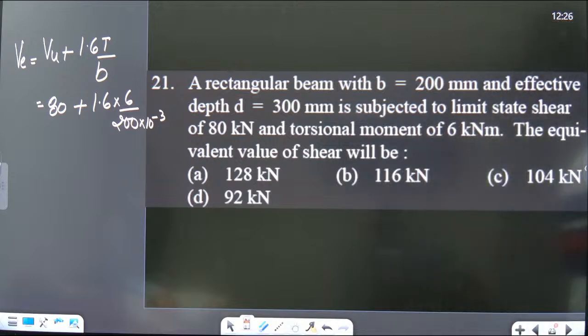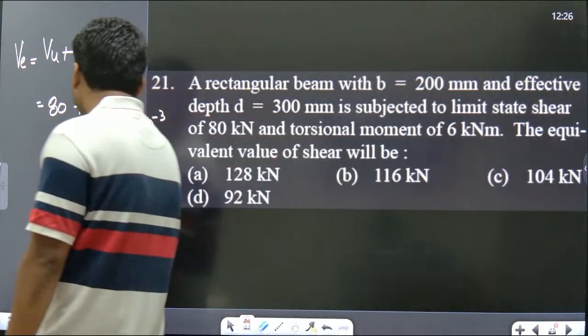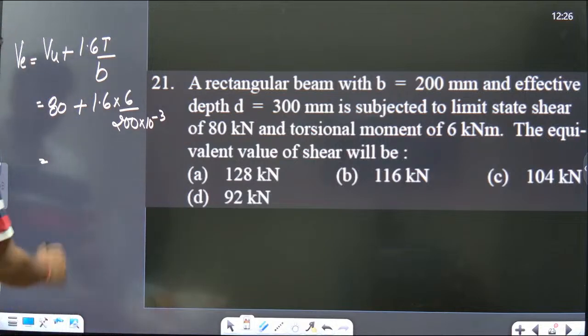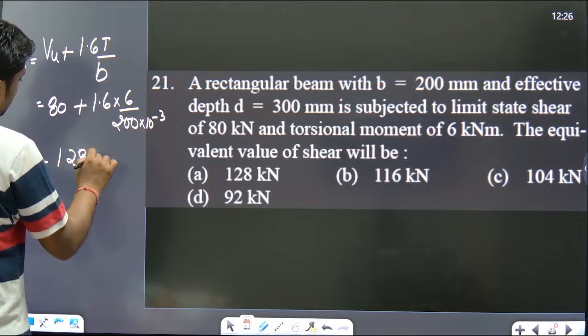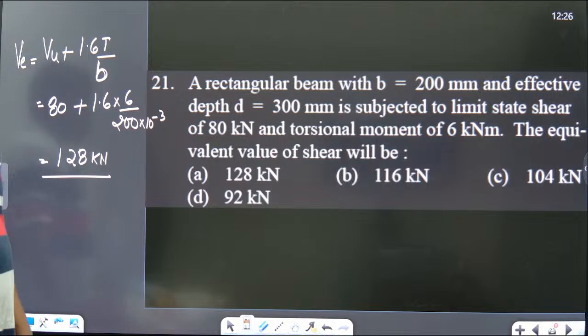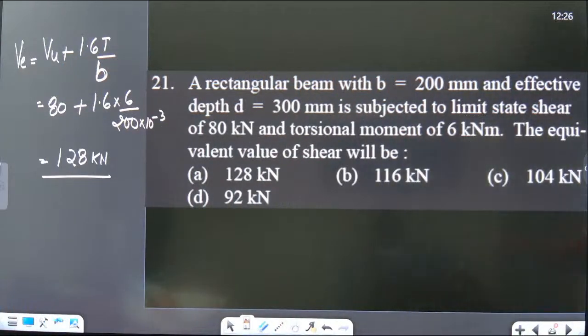Yes, without a calculator you need to solve the question. The answer will be 128 kilonewton. So just remember this. Here the B value should be in meters. Then only you will get the answer in kilonewton. Understood?